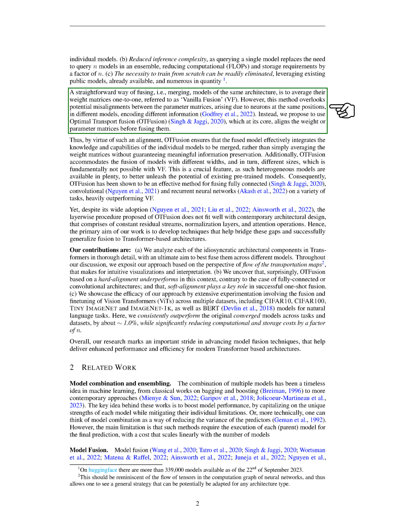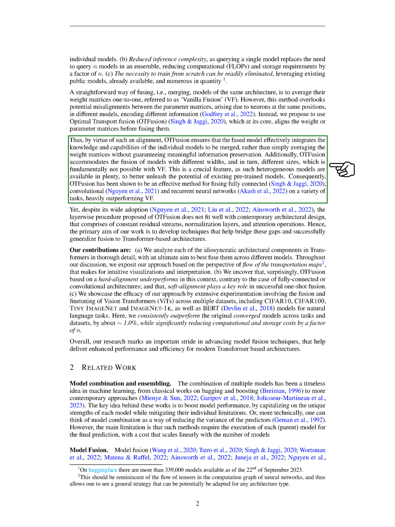However, this method doesn't account for potential misalignments between the parameter matrices, which can occur when neurons at the same positions in different models encode different information. To address this, we propose using optimal transport fusion, OT fusion, which aligns the weight matrices before merging them.